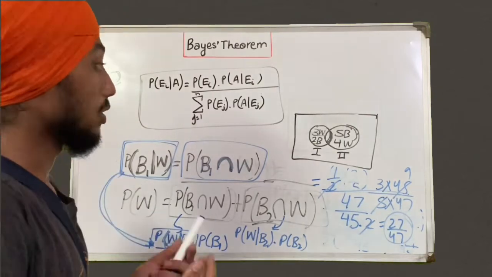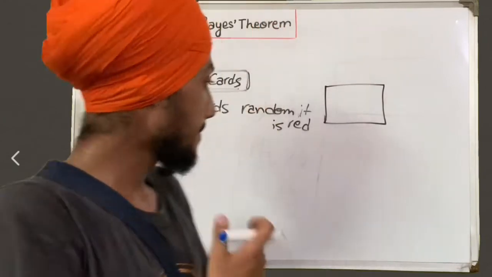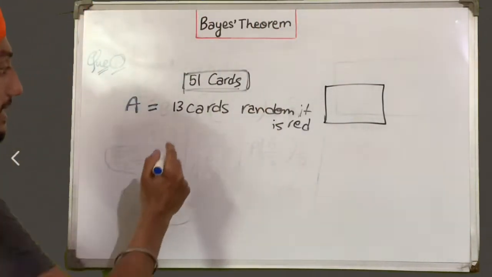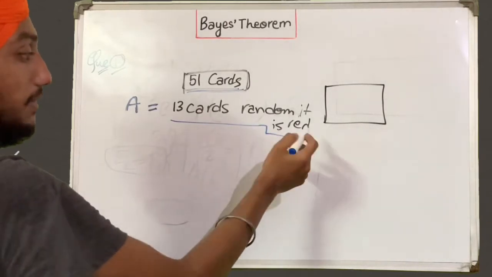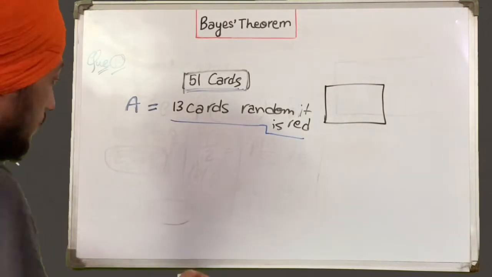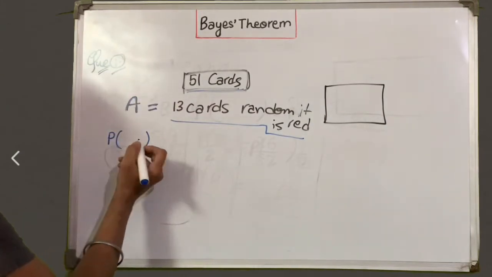Now let's solve some examples. So let's look at question number 1. In question number 1, we are given that there are 51 cards, and 13 cards are drawn at random. They are found to be red. Now what's the probability that the missing card is black?